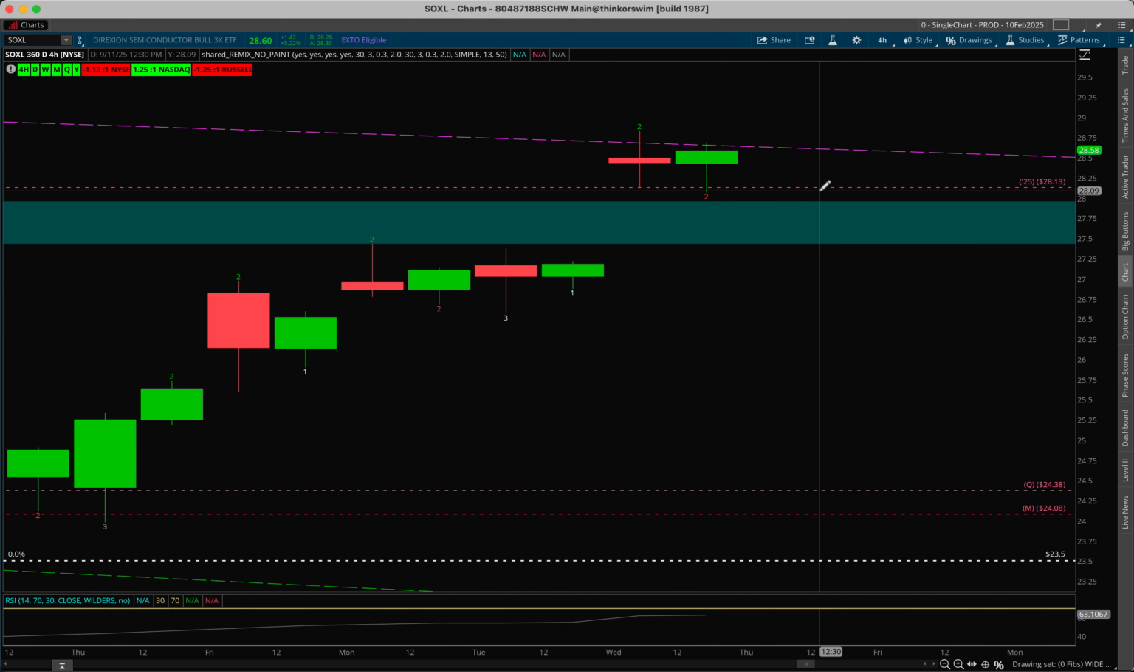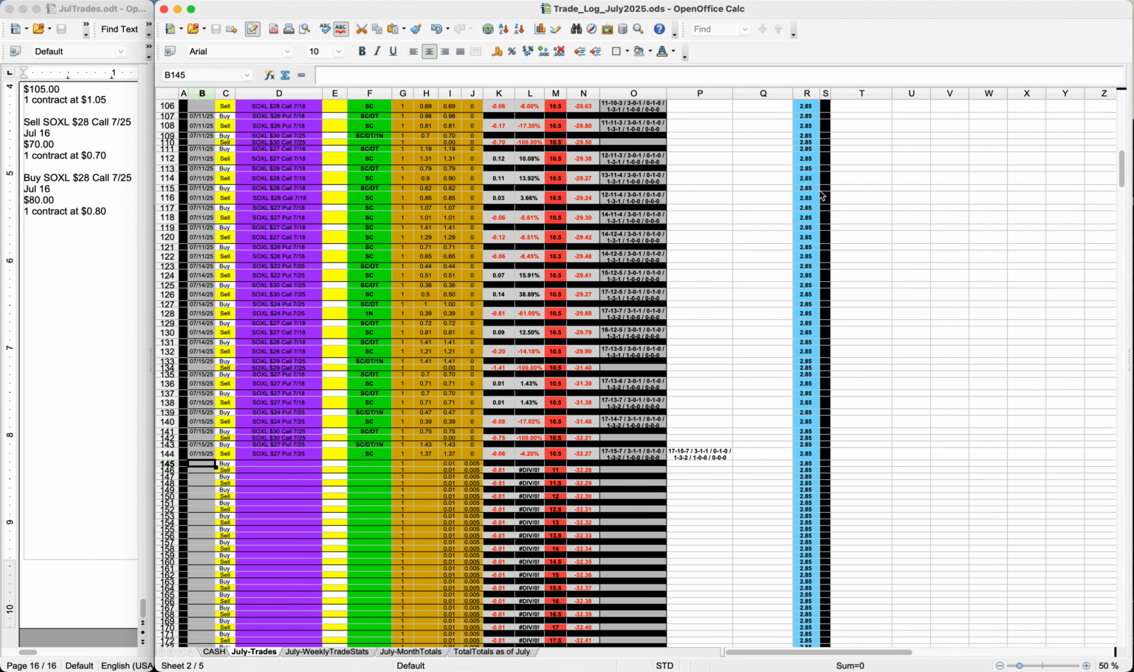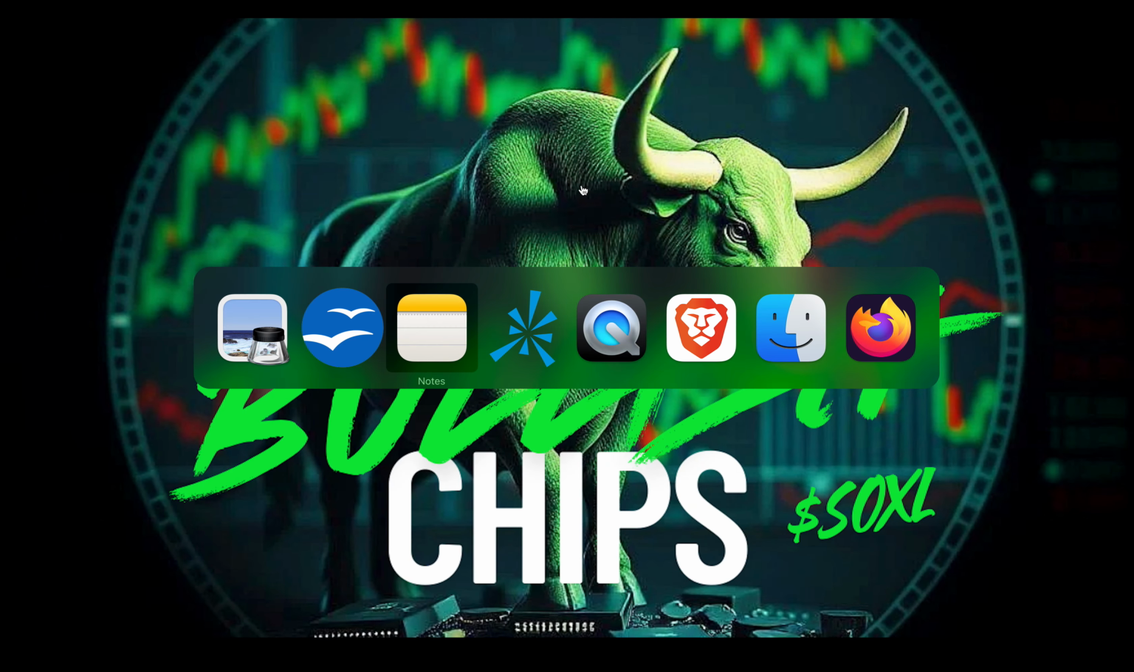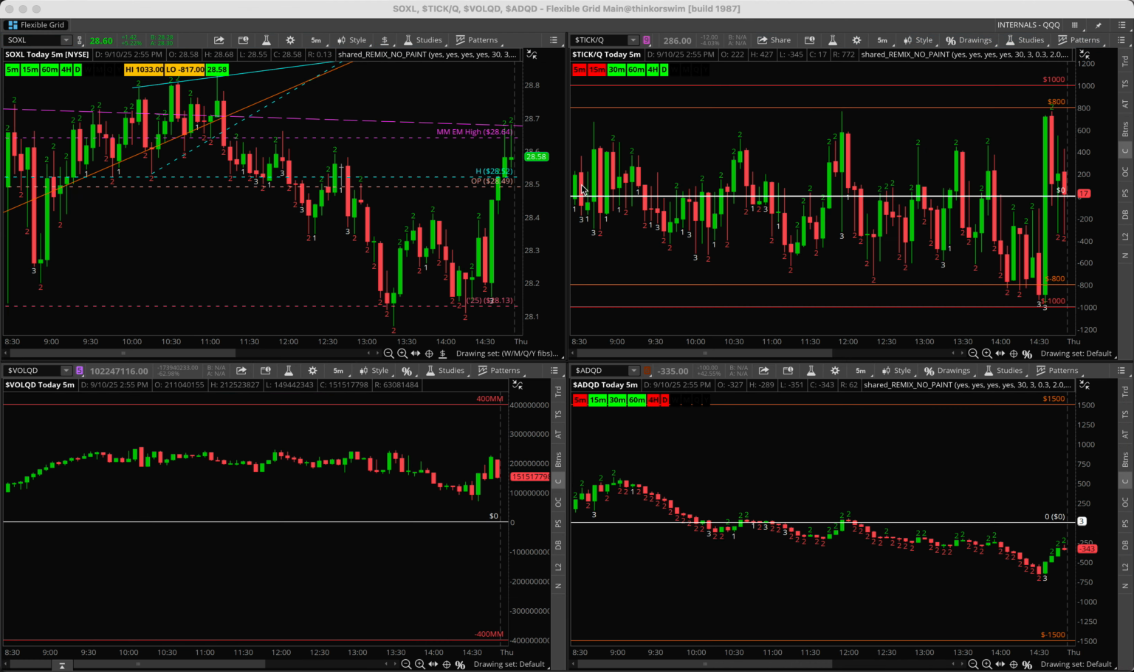Let's look at the internals real quick because it shows how the Qs were kind of disjointed from the chips today, and you can tell why by the internals, right? So you've got SOXL's price action up here on the left. In the bottom left, we've got VOLQD, which is basically money flowing in versus money flowing out, and then TICKQ and ADQD, which are just measures of breadth.